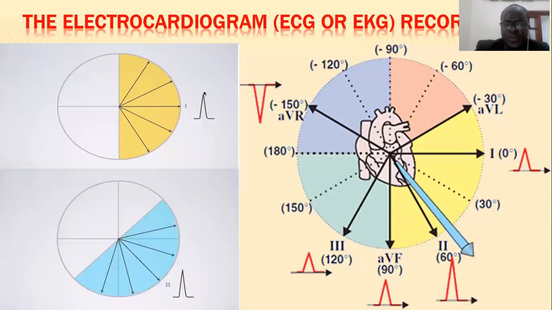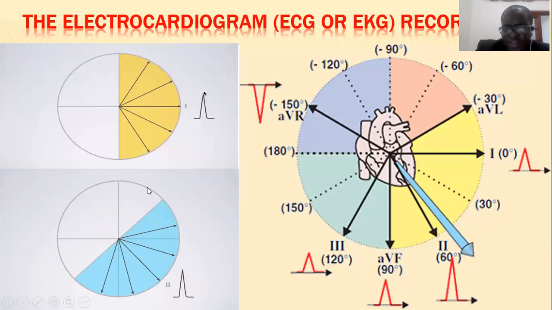Then when you're checking lead 2, it is here. If you draw a semicircle for lead 2, it means half the circle will be here. This is your diameter, splitting the 2 parts of the circle. So these are 2 semicircles. Any vector that is moving towards lead 2 will give you a positive wave, as shown here. But any vector that is moving away from lead 2 will give you a negative wave. So anything moving in the other direction here will give you a negative wave in lead 2.